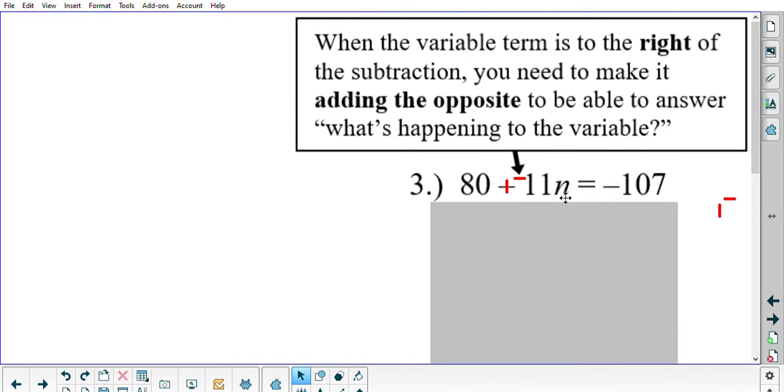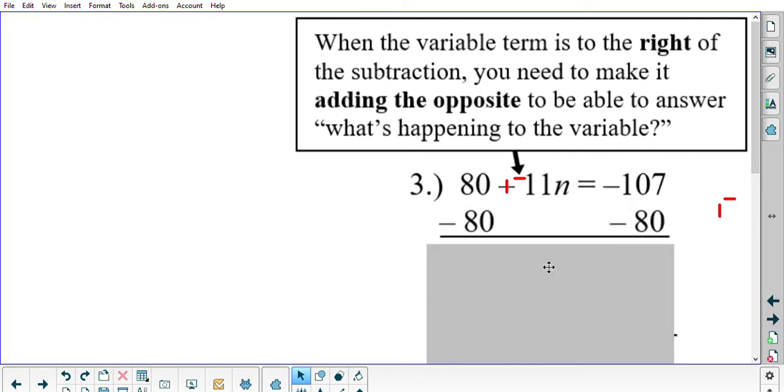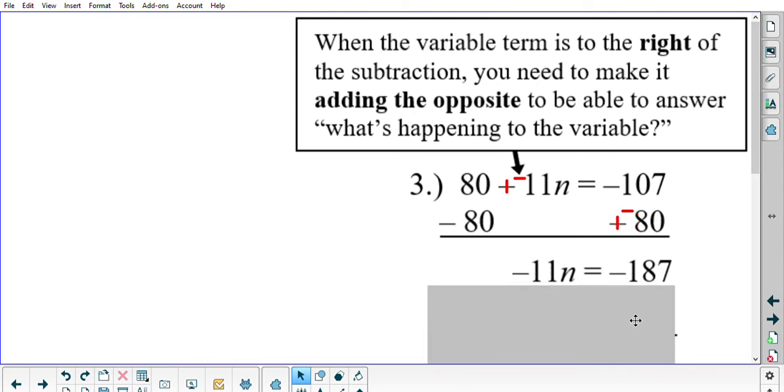It's being multiplied by negative 11. Then it's being added by 80. What's the inverse of adding by 80? Subtracting by 80. Now on the right-hand side, we have a negative 107, don't we? So here we can make the subtraction become adding the opposite, and that would give us negative 187. On the left-hand side, 80 minus 80, that's 0, so it's gone. What are we left with? The negative 11n. So that negative does not disappear, ladies and gentlemen.